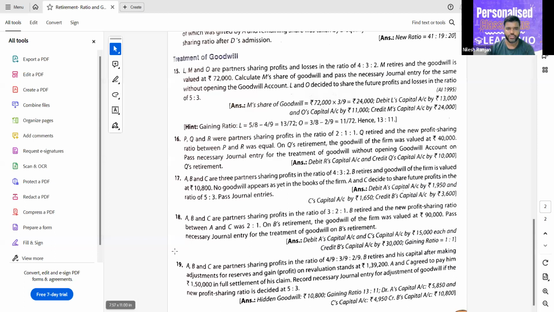Now you can solve any of these questions. There is question number 19. Can you read the question? A, B and C are partners sharing profits in the ratio of 4/9:3/9:2/9. If you convert this into a ratio, you get 4:3:2. B retires and his capital after making adjustments for reserves and gain profit on revaluation stands at ₹1,39,200. A and C agree to pay him ₹1,50,000 in full settlement of his claim. Record the necessary journal entry for adjustment of goodwill if the new profit sharing ratio is decided at 5:3.